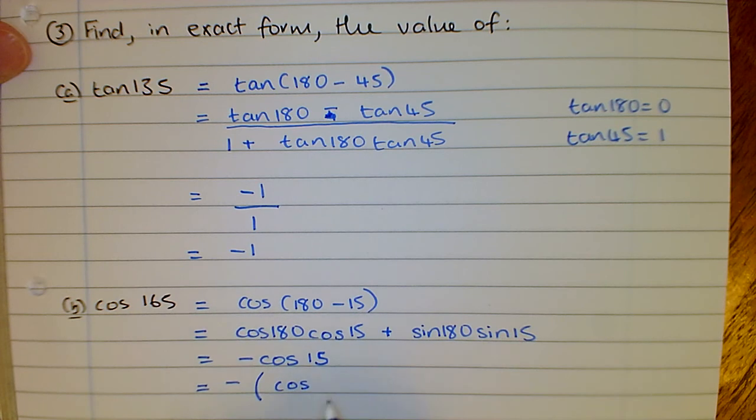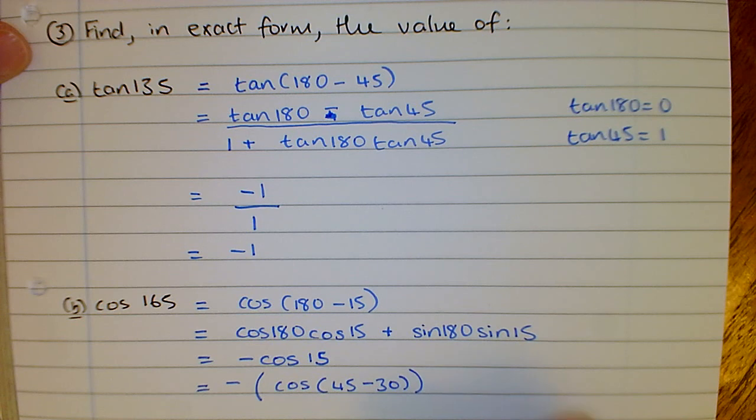Now I'm going to write 15 then as 45 minus 30, and I'm going to keep the minus on the outside. So expanding that out, that's going to be cos 45 cos 30 plus sine 45 sine 30.